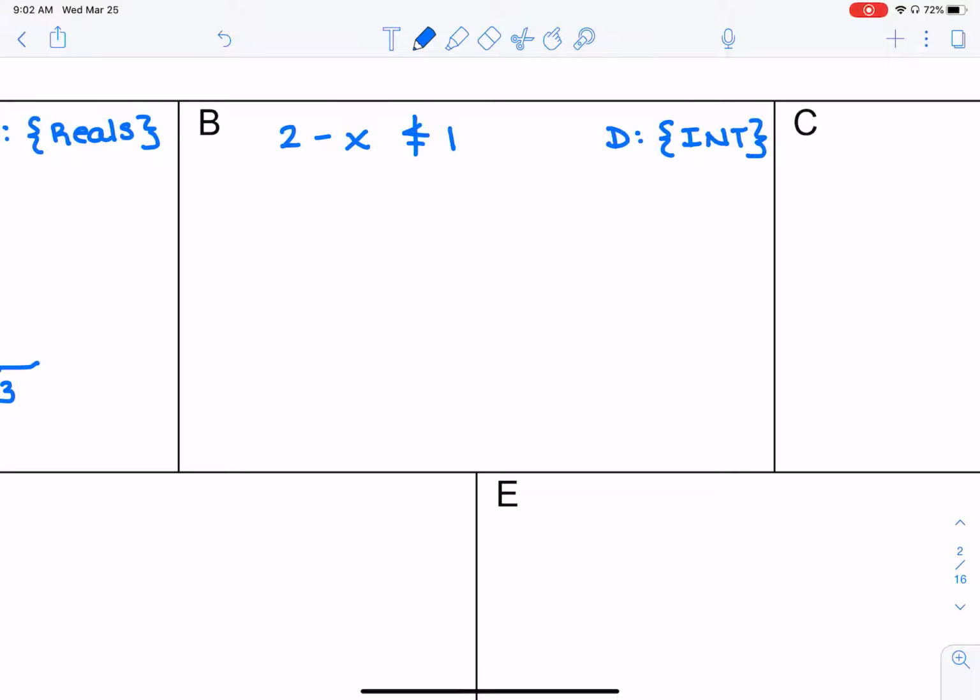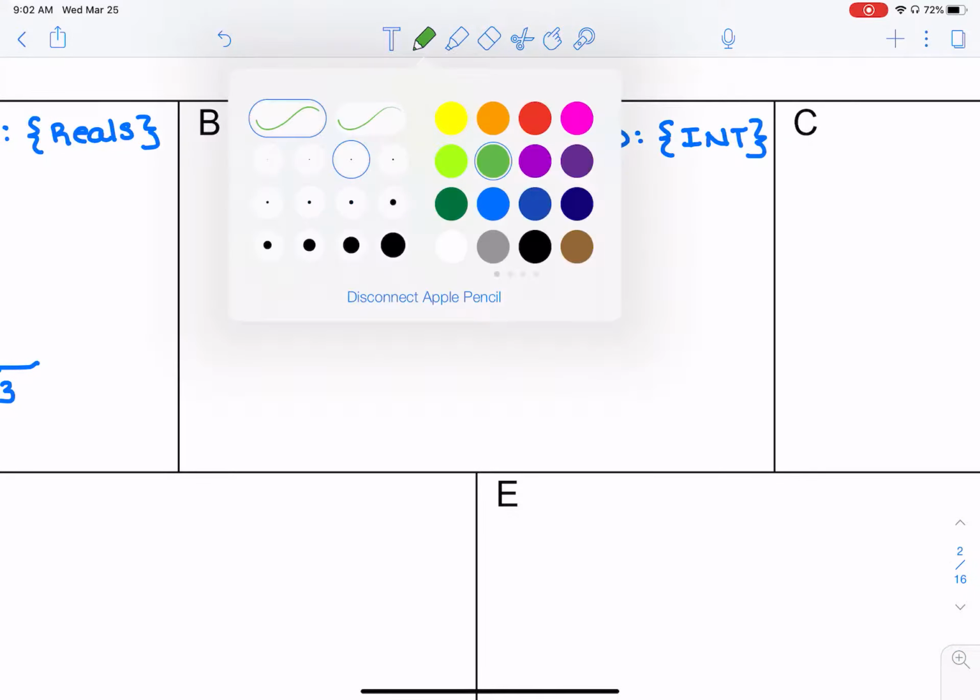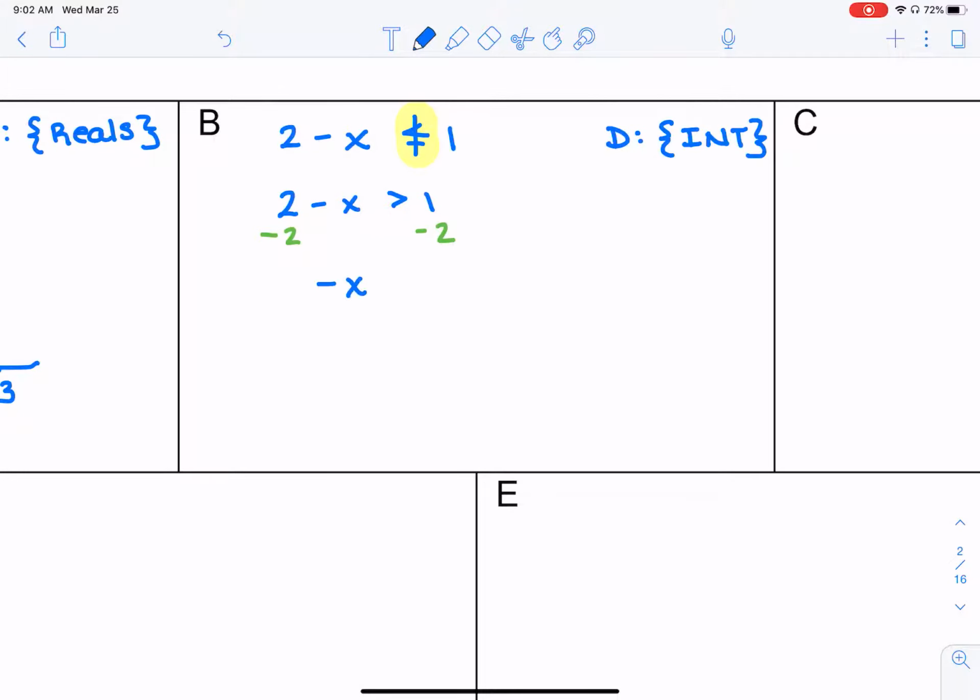The first thing I'm going to do is deal with this less than or equal to not symbol. When we have a not placed there, it means we have to do the exact opposite. So we don't just flip it and get greater than or equal, we do greater than, so that it's exactly the opposite. So I'll rewrite this as 2 minus x greater than 1. And I need to subtract my 2 to the other side. So I get -x greater than -1.